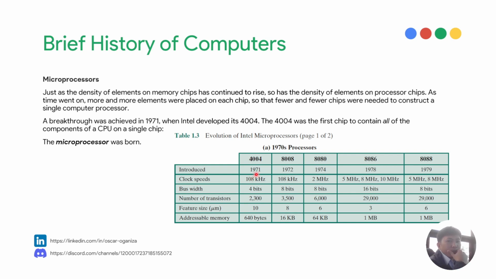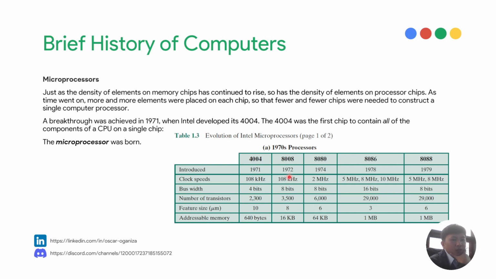So in 1971, the 4004 processor, meron siyang 108 kilohertz. So 108,000 instructions per second. Sa bus width naman, mas konti pa lang yung dumadaan dito sa kanya. The number of transistors, mas konti pa lang din naman, 2,300, but yung size is 10 micrometers. So we also have here the addressable memory wherein meron siyang 640 bytes. Okay? So that's the processor on 1970, the 4004.